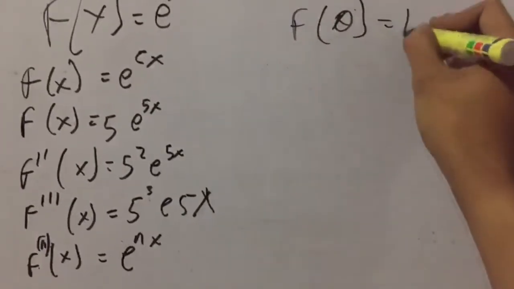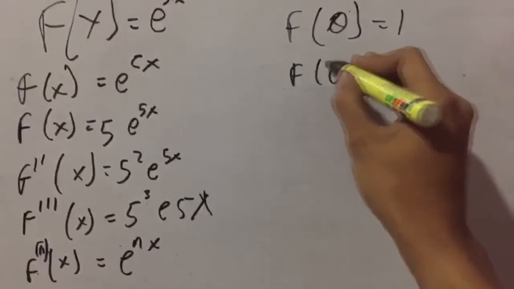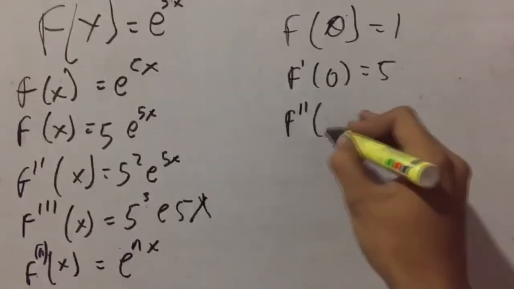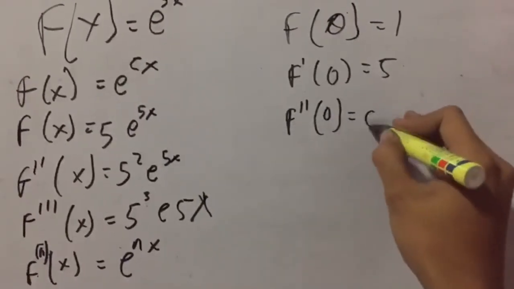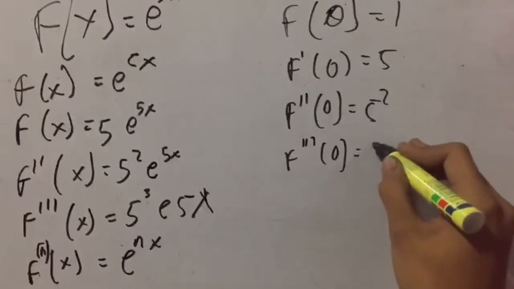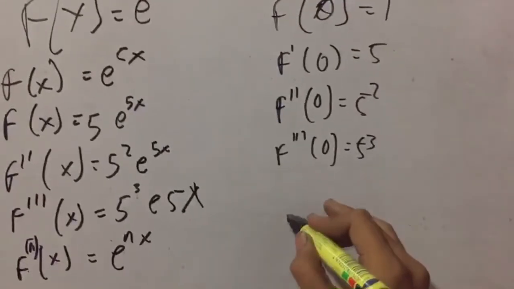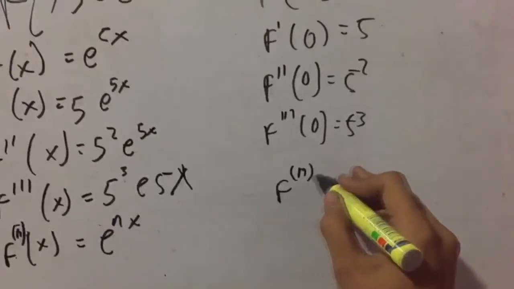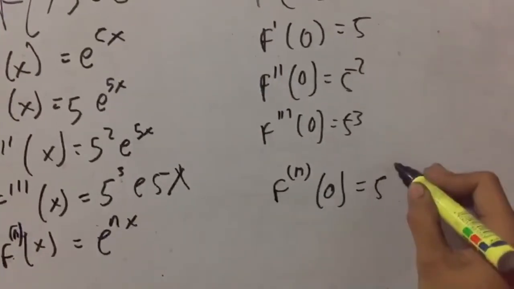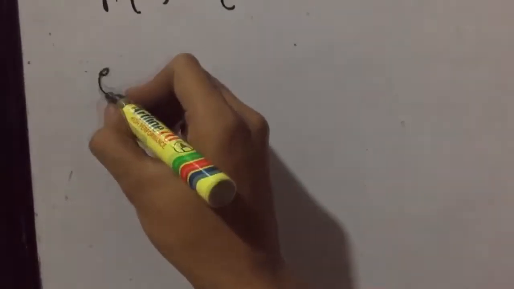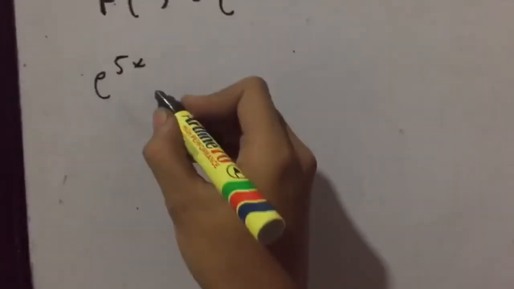Now all I'm going to do is fill in the formula with given values. So f(a) in this case will be f(0). If I plug 0 into this, I'll get e to the 0, which is 1. For f prime(0) I'll get 5, for f double prime(0) I'll get 5 squared, and for the third derivative at 0 I'll get 5 cubed. Eventually my nth derivative evaluated at 0, I'll have 5 raised to the n power.